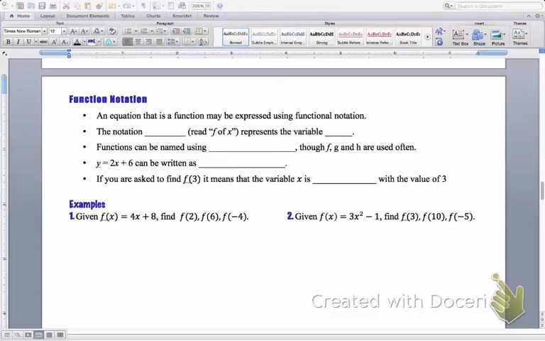So what it looks like is, here's your first blank. If I put something like f with a parenthesis, the letter x inside, and another parenthesis, this does not mean f times x. The way we read this in mathematics, we read it as f of x. It does not mean f times x. In this case, the parentheses don't indicate multiplication, and it represents the variable x.